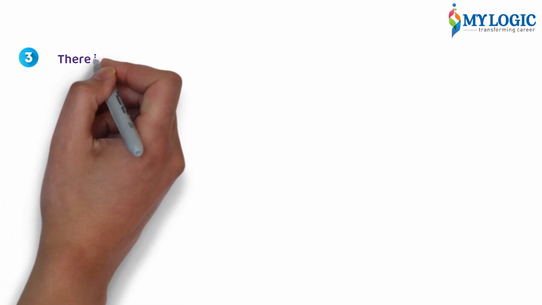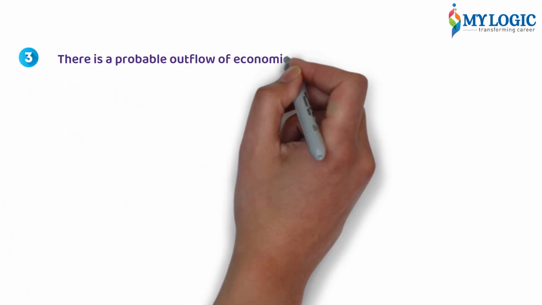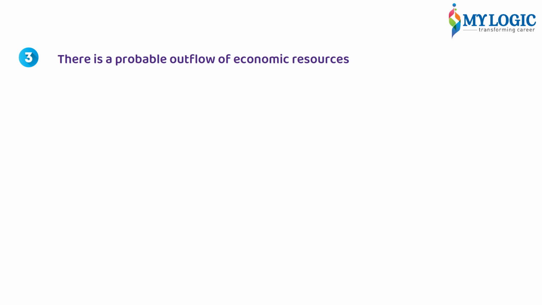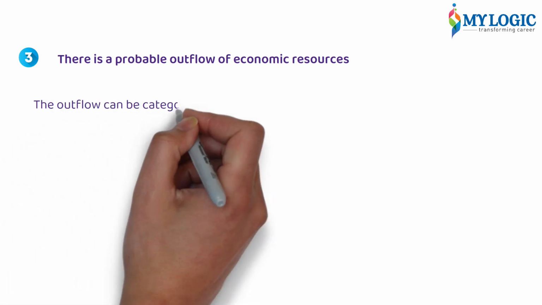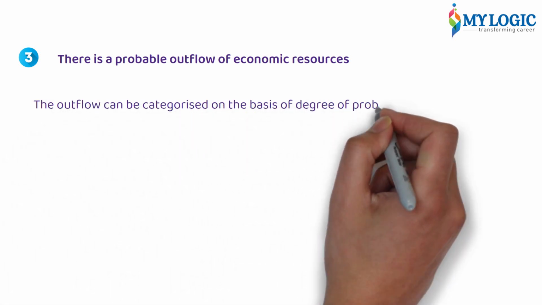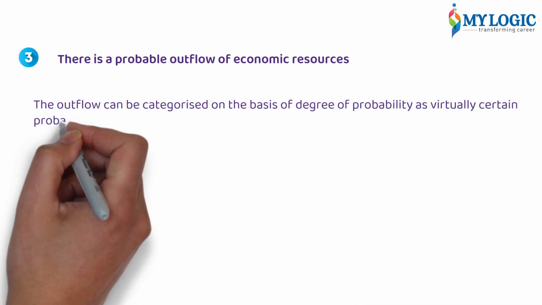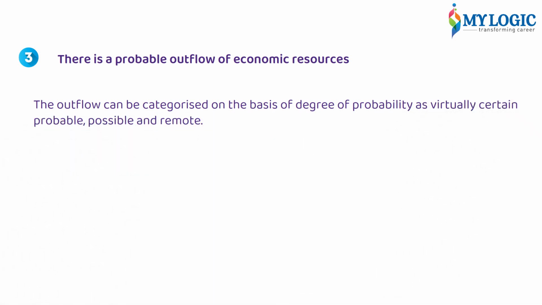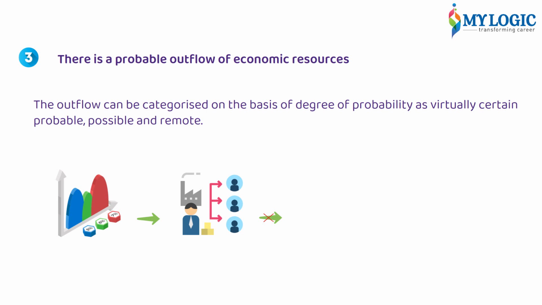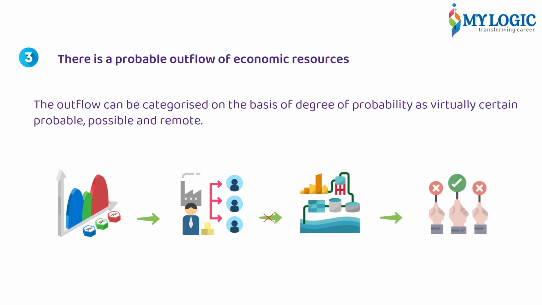Number 3. There is a probable outflow of economic resources. The outflow can be categorized on the basis of degree of probability as virtually certain, probable, possible, and remote. Only if there is a probable event, then provision must be made. If not, the treatments are different for each.